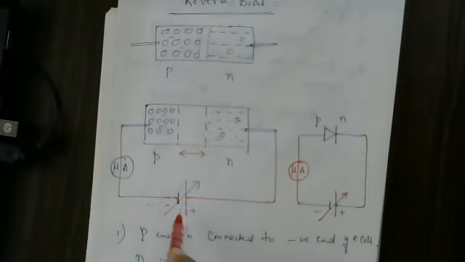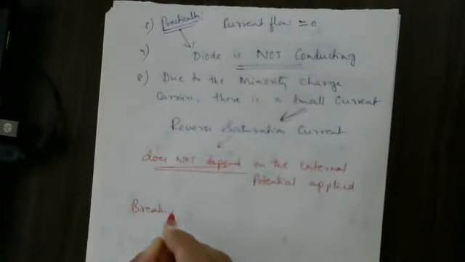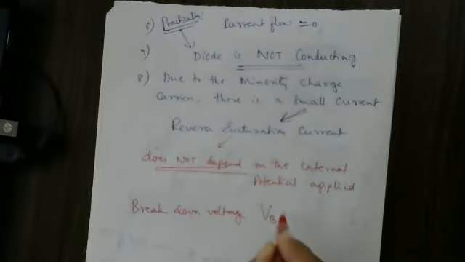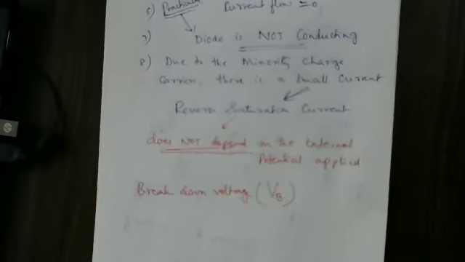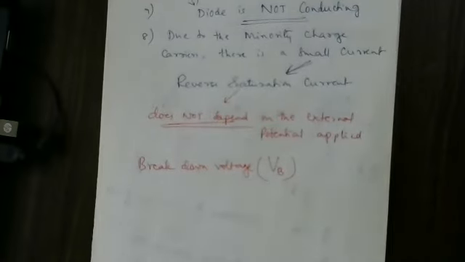That particular voltage at which the current suddenly increases is called the breakdown voltage. It is represented by V suffix B. This is the breakdown voltage.